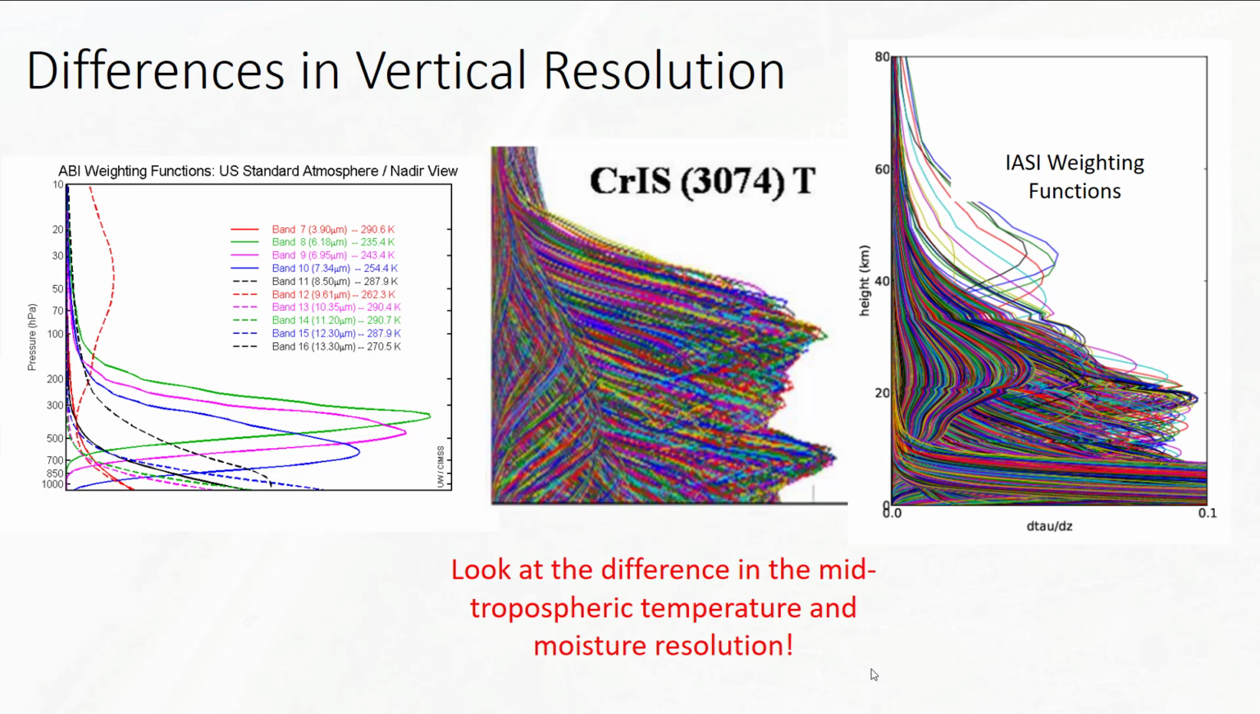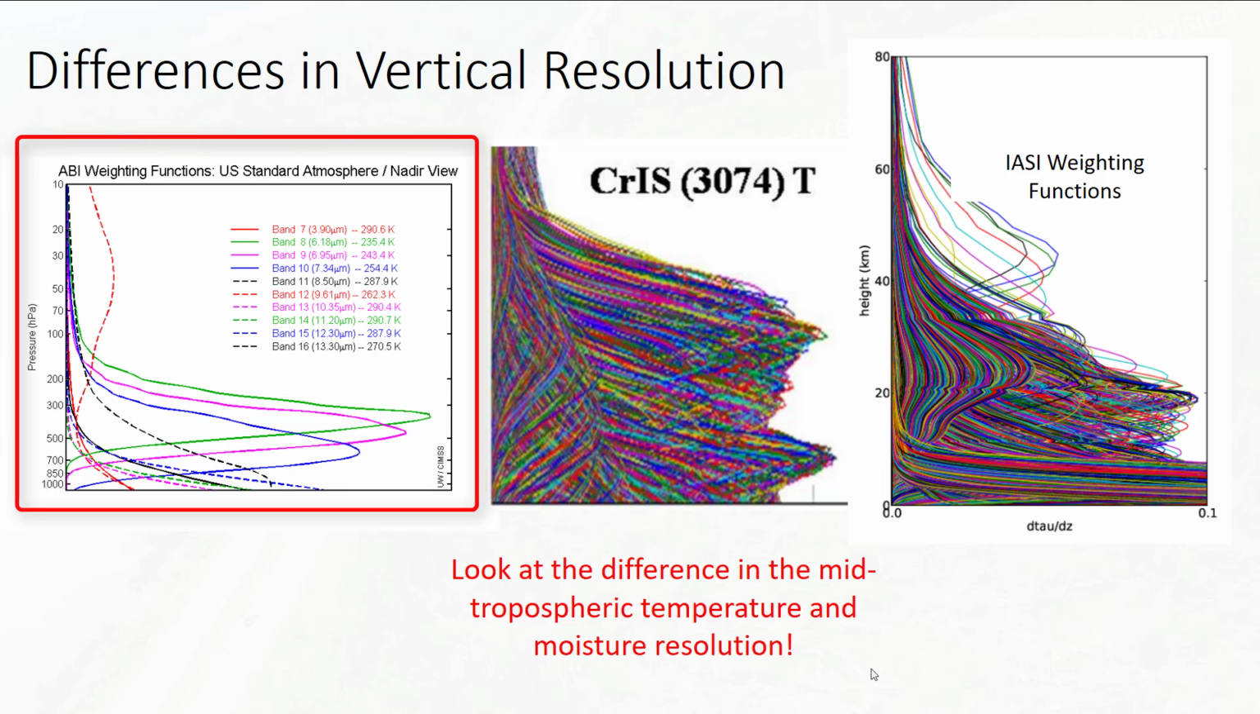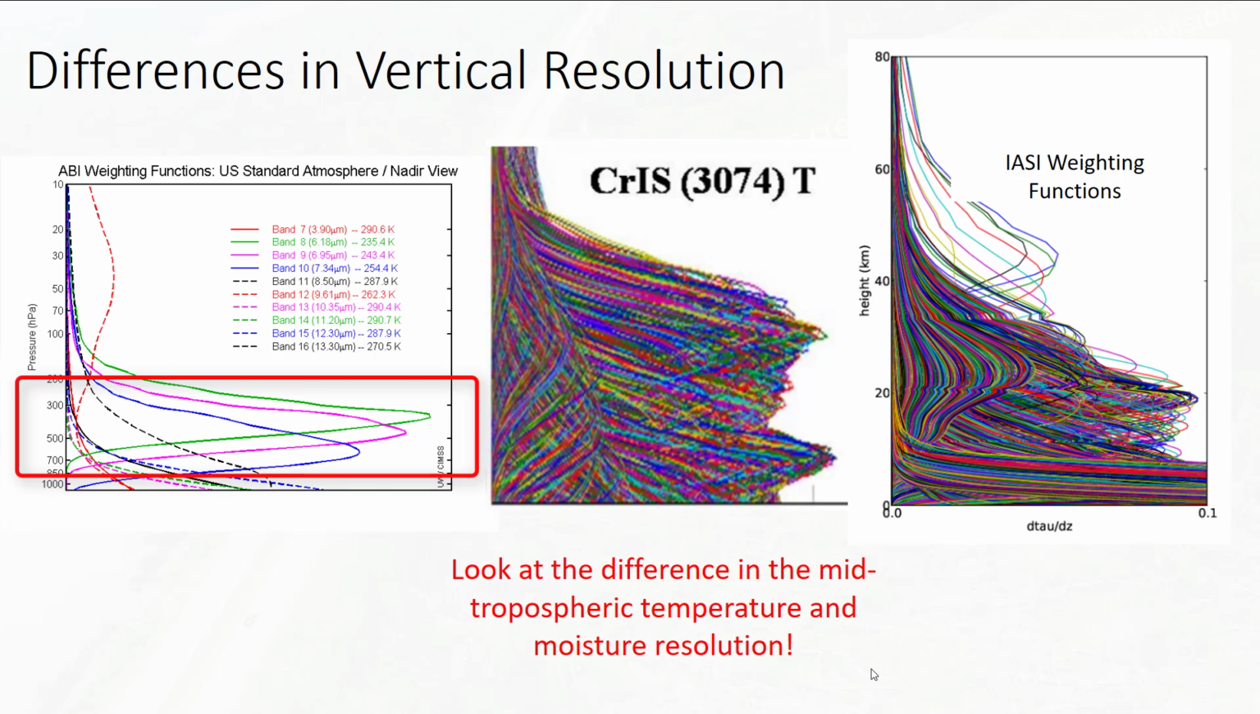Vertical resolution is related to the number of spectral bands. These weighting functions show where in the vertical the different channels view information. On the left is ABI. There's not a lot of information coming from the middle of the atmosphere. CrIS and IASI have lots of information coming from throughout the atmosphere, so much better spectral resolution leads to much better vertical resolution by those instruments.